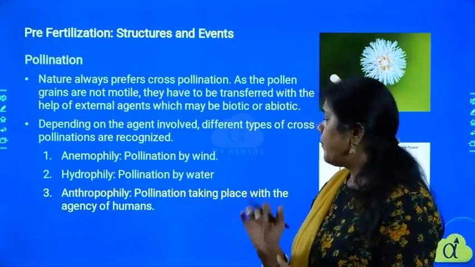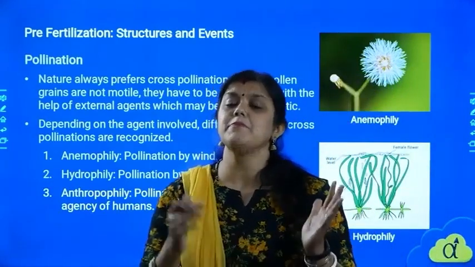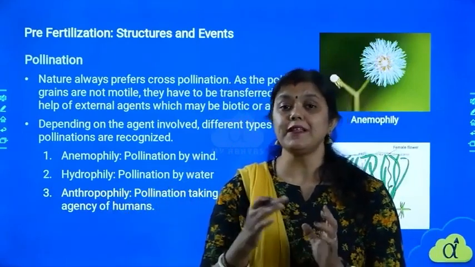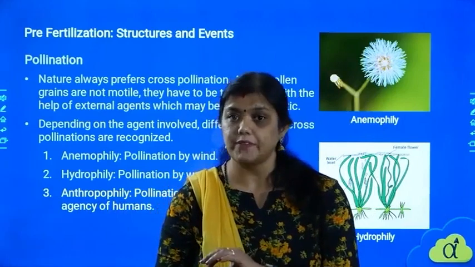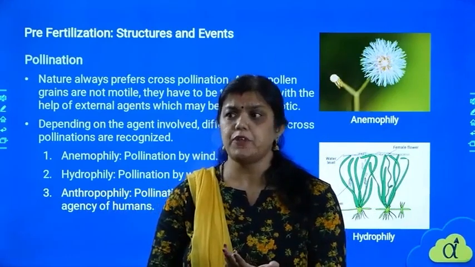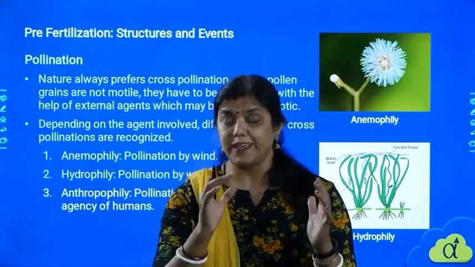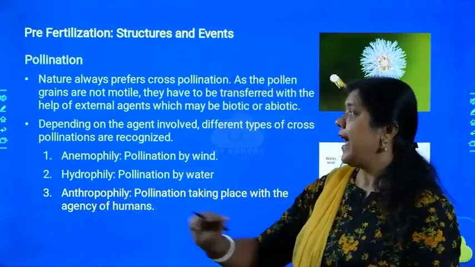Anthropophily, this is pollination taking place with the agency of humans. Agency of humans means by humans basically. So anthropophily is where humans help in the process of pollination. We touch a flower and we touch another flower, maybe to praise the beauty of the flower or for some other reasons. So when humans help in this process of pollination, what is it called? It is called anthropophily.